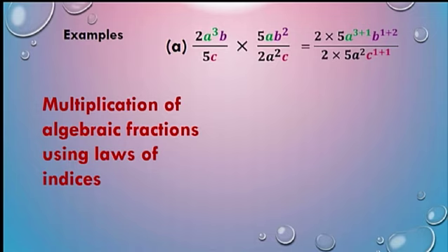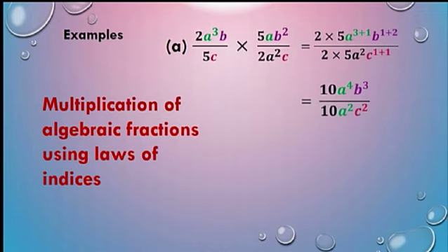In the denominator, we have c in the first fraction and c in the second fraction. So performing multiplication using the multiplication law of indices, we are going to add 1 to 1, because in the first fraction you have c power 1 and in the second one c power 1. Although it's not written c power 1, you know that whenever we write an algebraic term, if there is no power, it means that the power is 1. So simplifying the numerator and the denominator, we have 10 a power 4 b power 3 over 10 a power 2 c power 2.